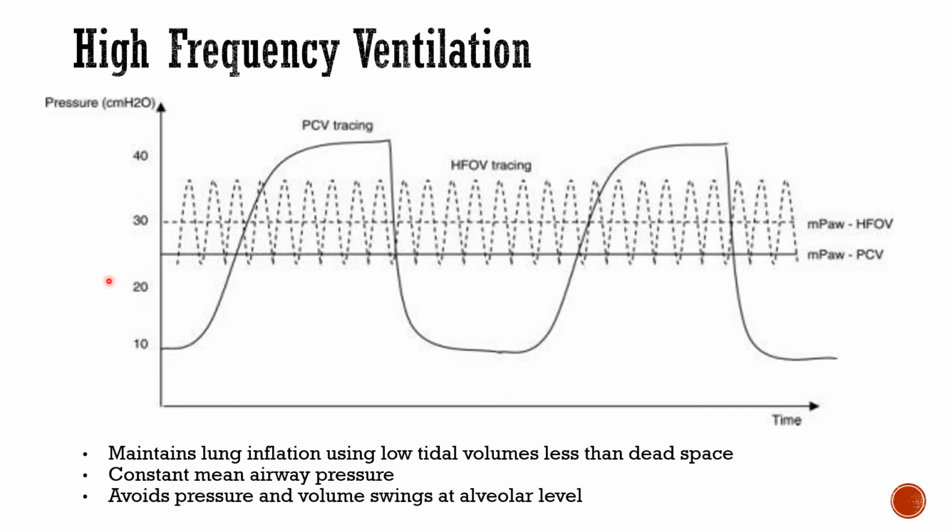So coming to high frequency ventilation, this diagram shows us high frequency oscillatory ventilation, in which we can see the tracing of pressure versus time. The dotted line is that of the HFOV versus the black line, which is our conventional pressure controlled ventilation. Here we can see that there is an oscillation of pressure at high frequencies leading to delivery of nearly constant alveolar pressure as well as very low tidal volumes which are less than the dead space, thus avoiding pressure and volume swings at the alveolar level.